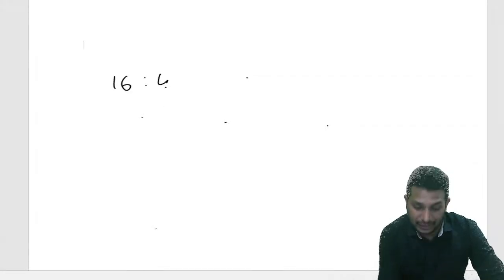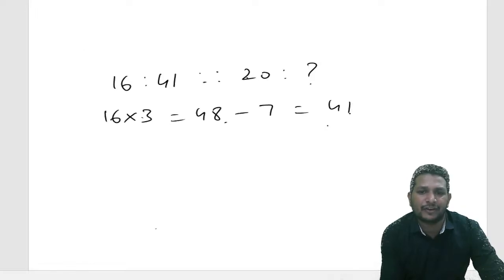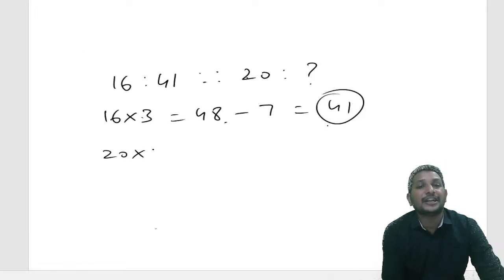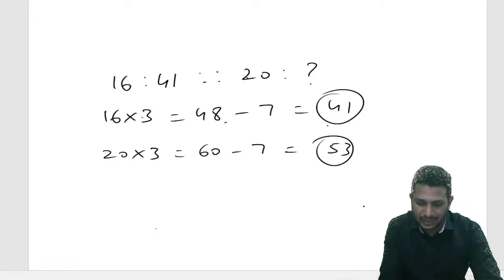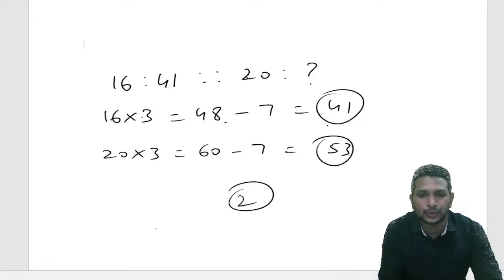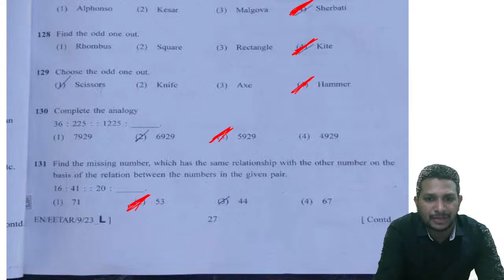So 16 gives 41, and 20 gives a question mark. 16 multiplied by 3 is 48, subtract 7, we get 41. Apply the same logic: 20 multiplied by 3 is 60, minus 7 is 53. Yes, this option is there, so that's option 2. Yes, 53. Next, question number 132.